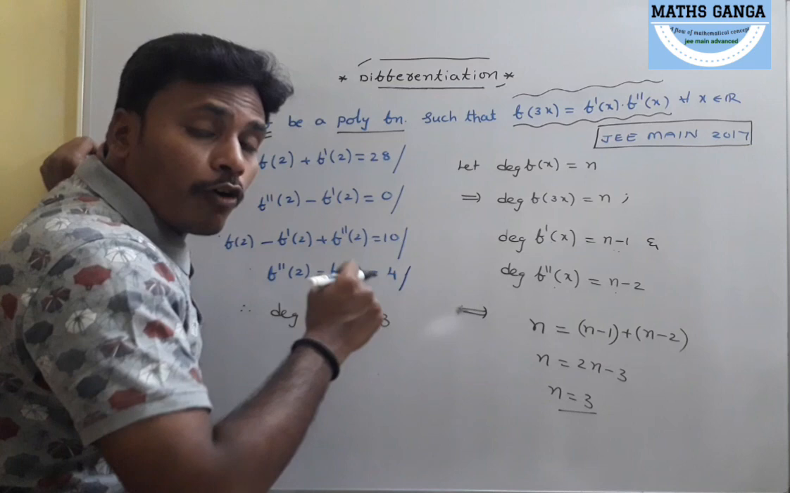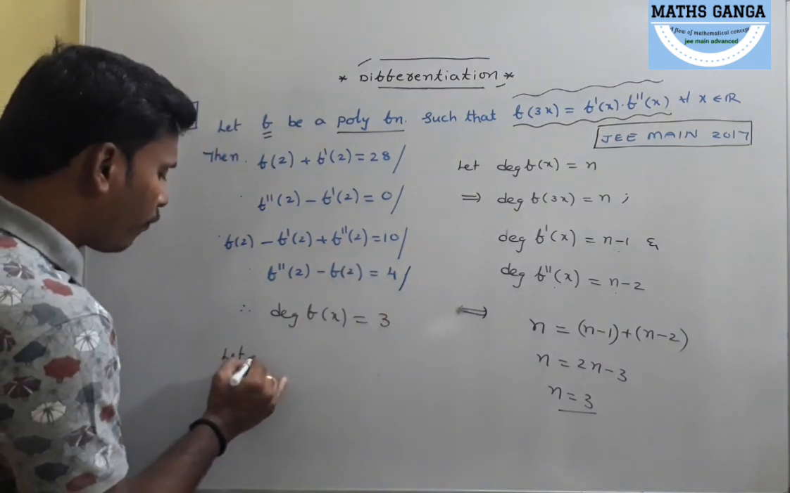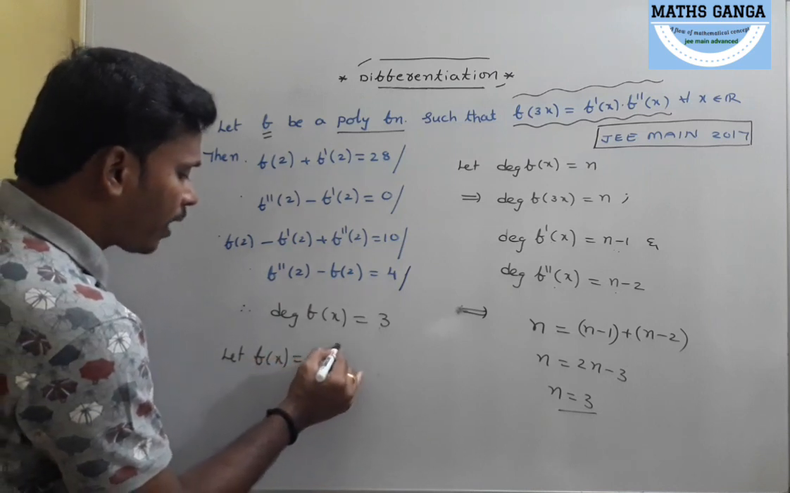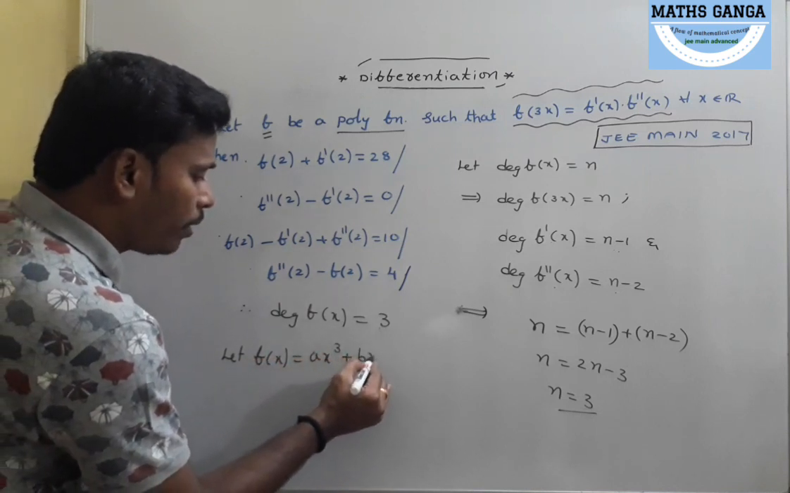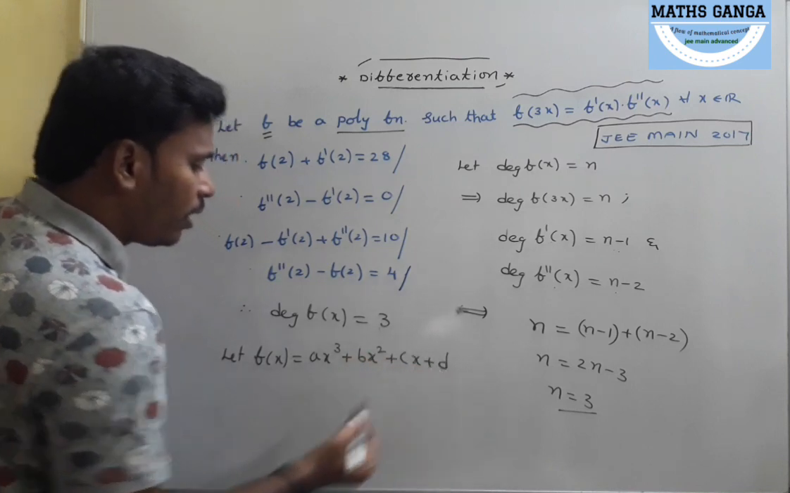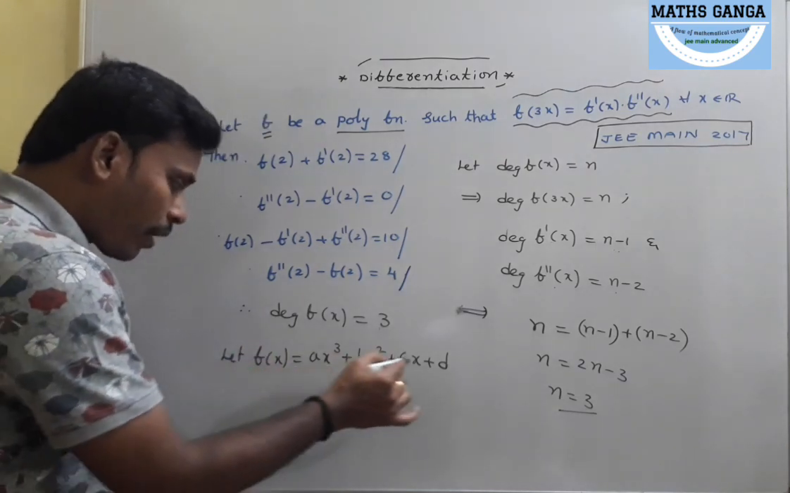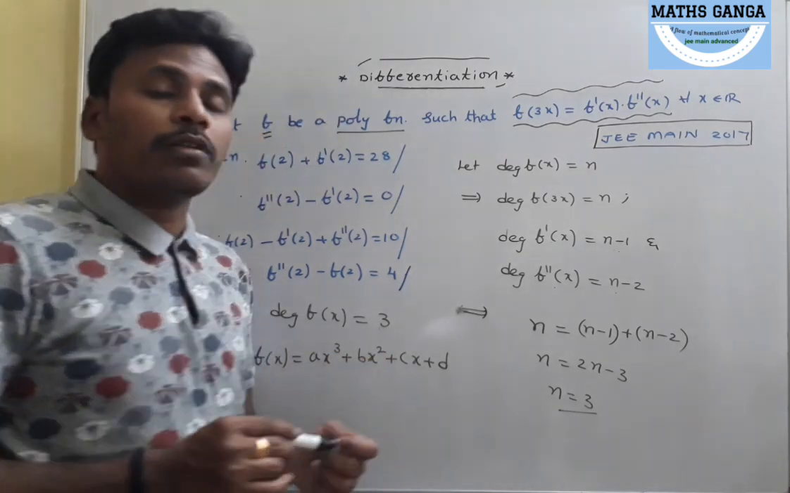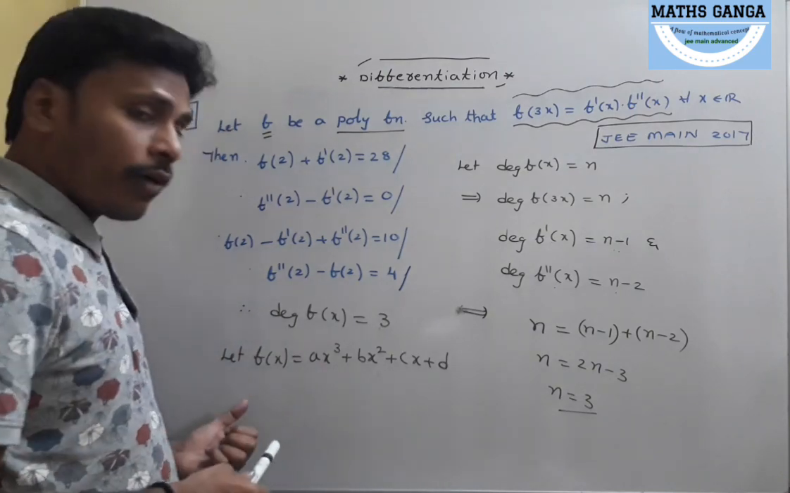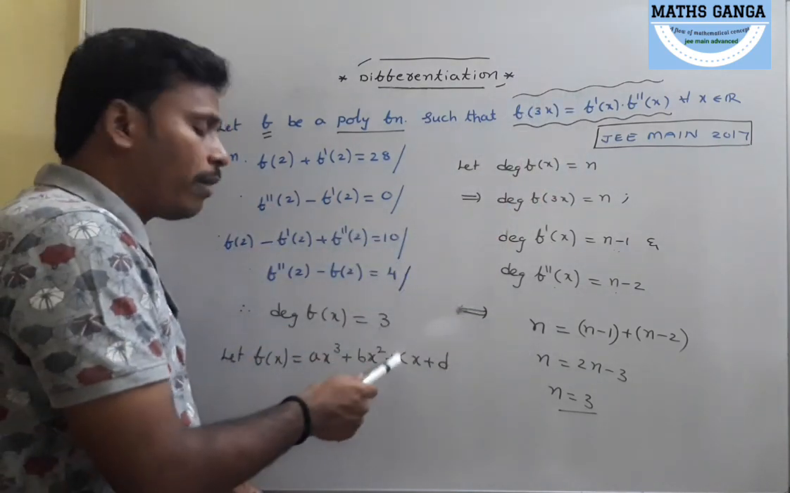Since the degree of f of x is 3, it's a cubic polynomial. So let f of x be, since it is cubic, ax cube plus bx square plus cx plus d. And now treating this ax cube plus bx square plus cx plus d, a general cubic polynomial, as the f of x, we need to check this condition again to find the values of a, b, c, d.